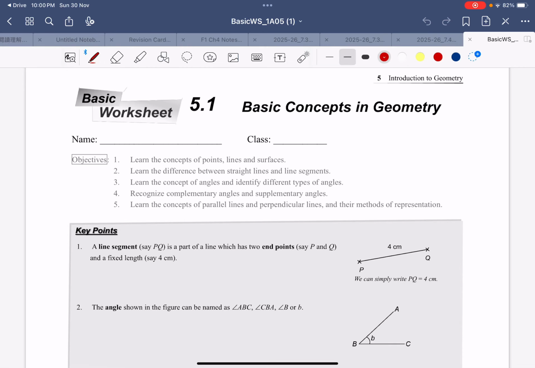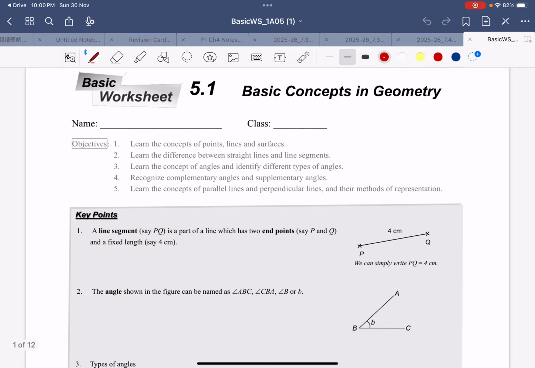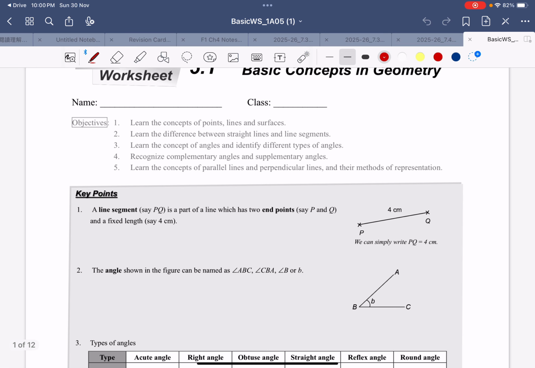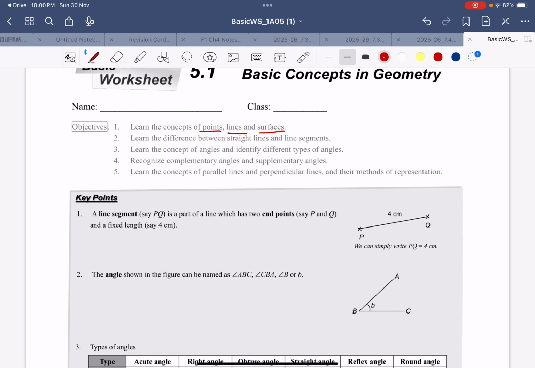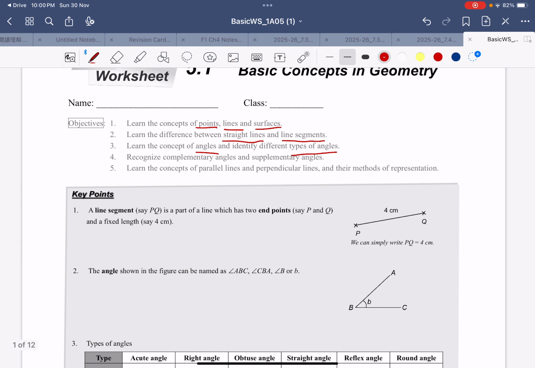So let's start a new chapter, chapter 5. We start from section 5.1. Tell you something about basic concepts in geometry. You need to learn several concepts like points, lines, and surfaces. First of all, we need to know the difference between a straight line and a line segment. And then you learn the angles and identify different types of angles.